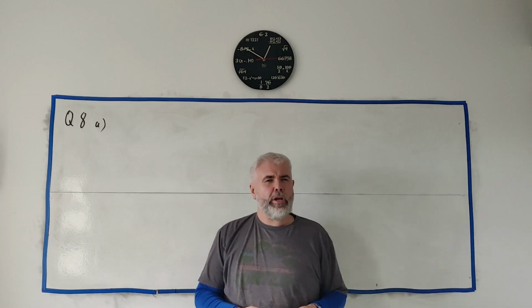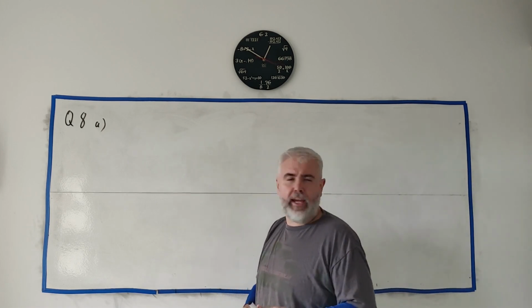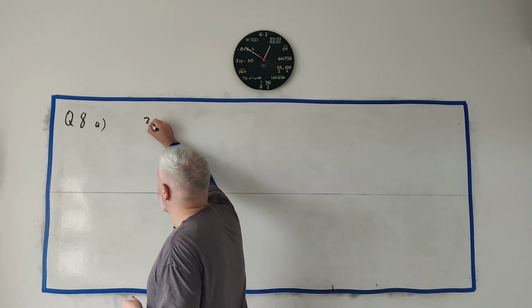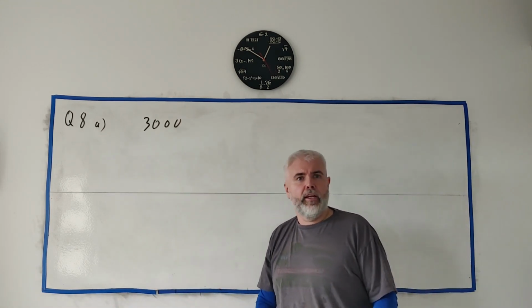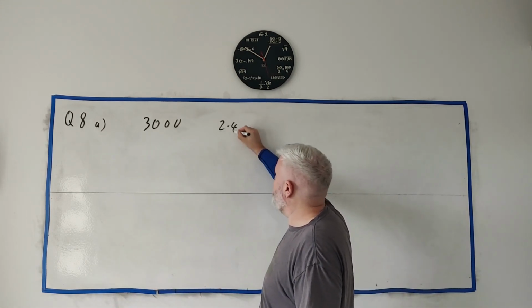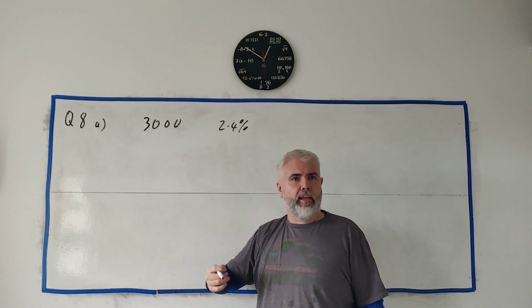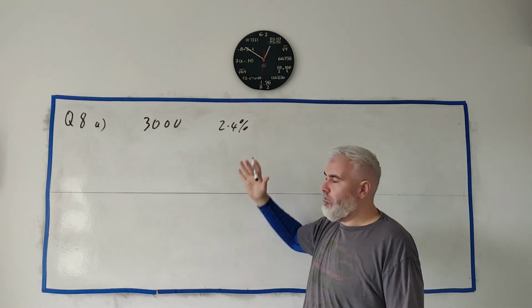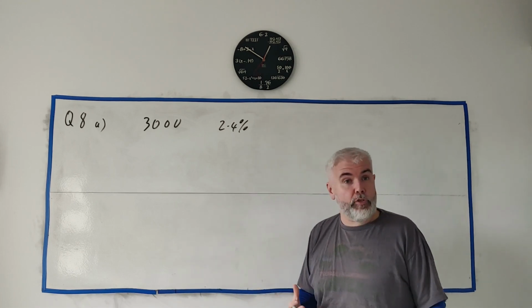Question 8 starts off with part A, and it's relatively straightforward. They tell us Olga has €3,000 and she puts this into a savings account at a 2.4% rate. It adds interest annually, so after every year it adds interest in, and this is in there for 5 years. How much money does she have?